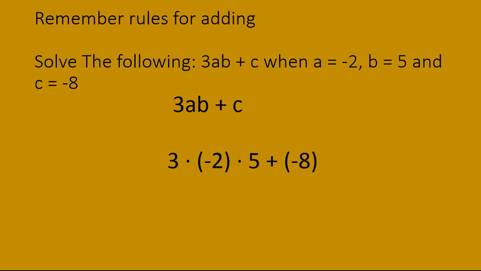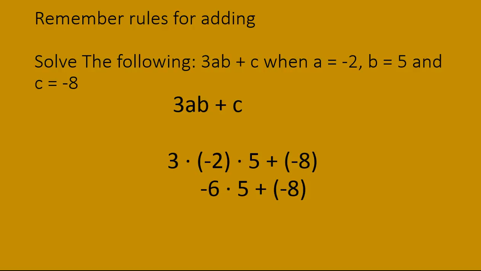Let's start off by substituting 3ab plus c. We're going to substitute in A equals -2, B equals 5, and C equals -8. Notice I use those parentheses to separate the symbols so we don't have a plus minus next to each other. Now we're going to follow the order of operations. You have to multiply before you do your addition. All multiplication and division gets done before addition and subtraction.